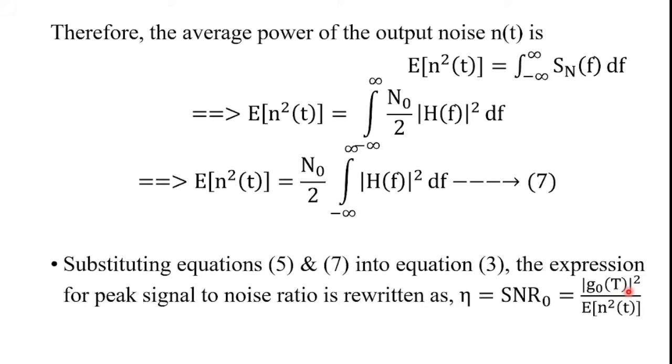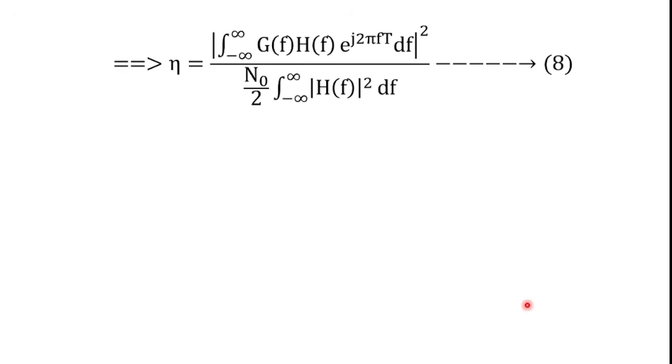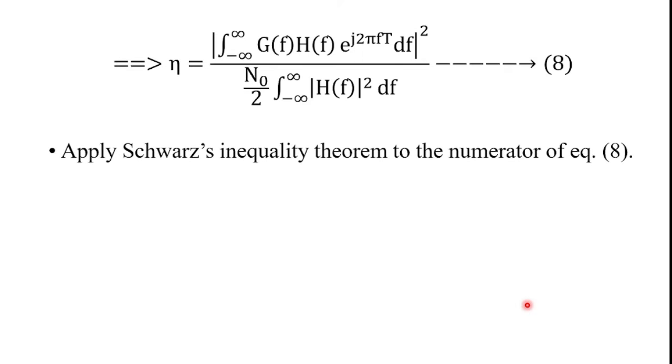The g naught of t value, g naught of t whole square, and the expectation of n square of t value are calculated here. Substituting those two values into this equation, we get the peak signal to noise ratio eta equal to the magnitude of integral minus infinity to infinity g of f h of f e power j 2 pi f t df whole square, by n naught by 2 integral minus infinity to infinity magnitude of h of f whole square df, and this is considered as equation number 8.